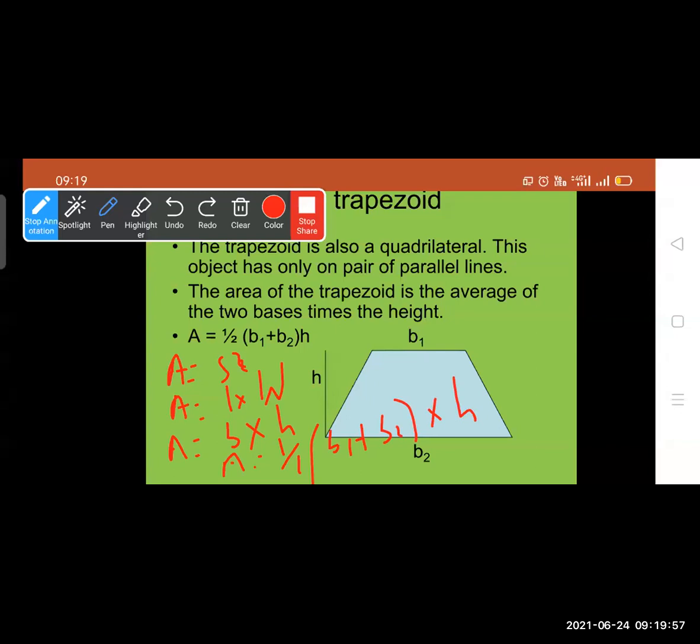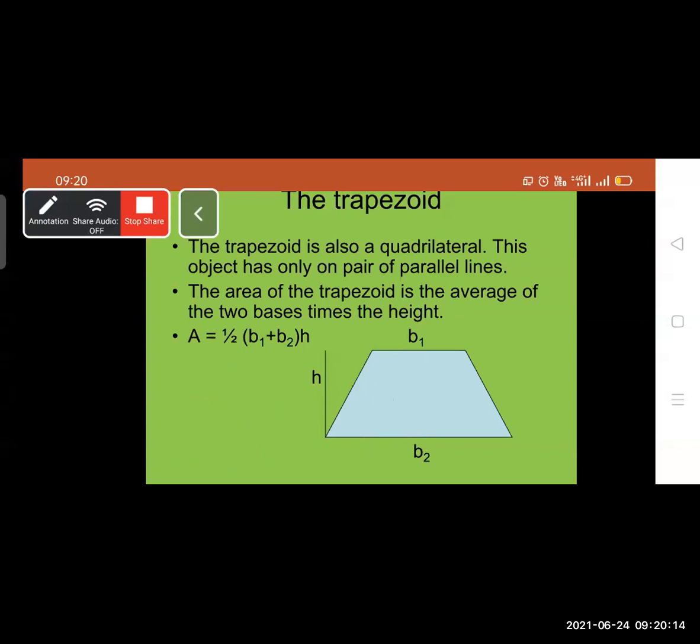Okay. Its unit is square length. And perimeter of square is 4s. Perimeter of rectangle is 2 length plus 2 breadth. And for the perimeter of the trapezoid, we have to add all the sides, then you will get the perimeter. Okay, so let's do a few questions here.